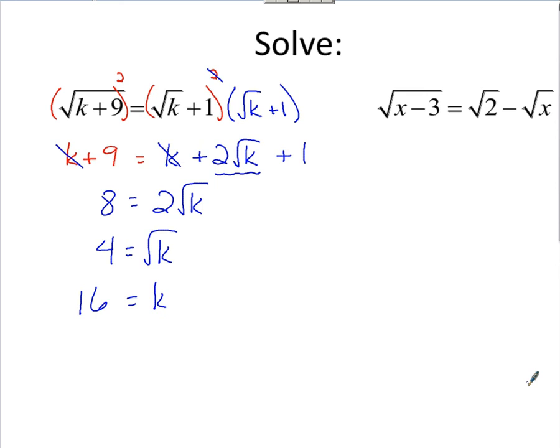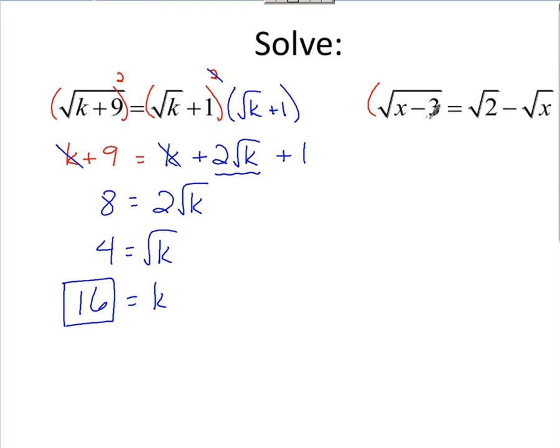Now what do we still have to do? Okay, still have to check. Got to take that 16, got to plug back in, make sure that everything works out nicely. Does everything work out nicely? Appears on this one, everything will work out nicely, right? We're not going to have the square root of any negative values, and we're going to have a true statement after we plug everything in.